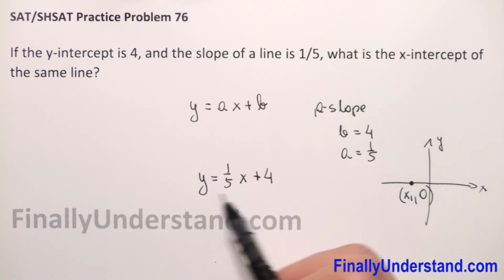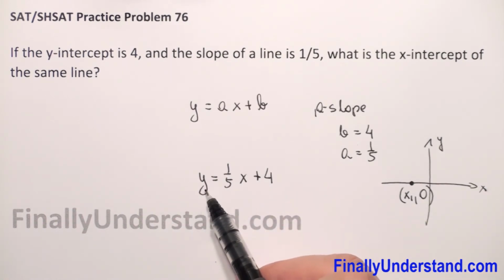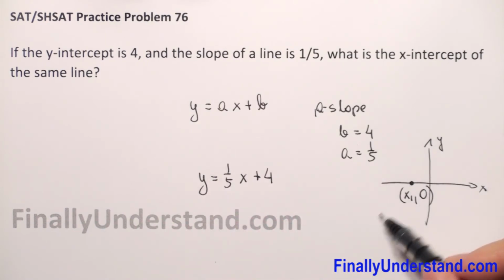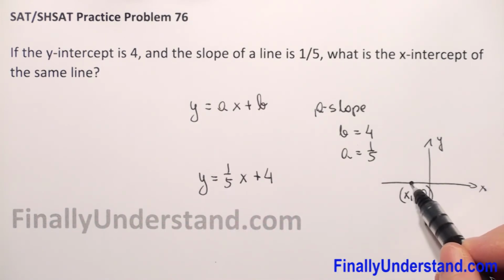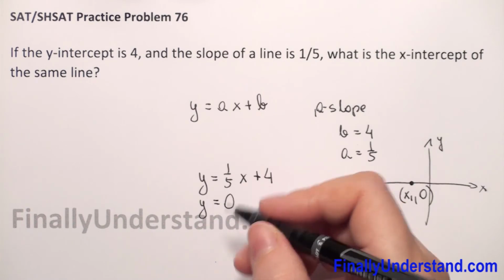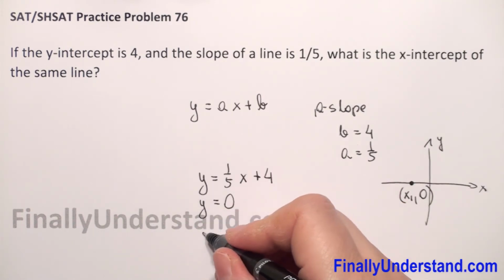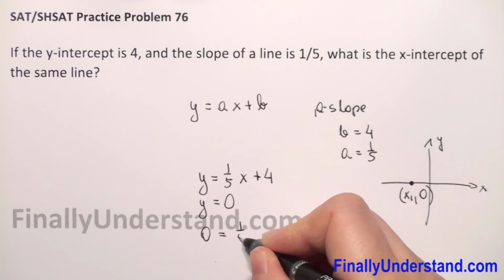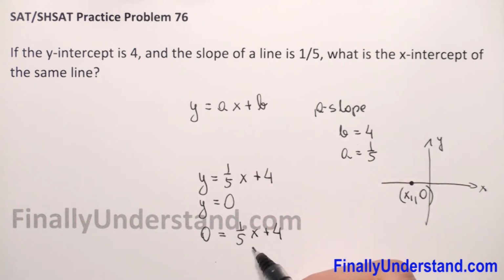So we can substitute y in our equation by 0. When we pass the x-axis, the second coordinate of the point by which our line passes is always 0. So we can write that y equals 0. So we will substitute y by 0, and we have 0 equals 1/5x plus 4. Our unknown is only x. When we calculate this x, we will have the first coordinate of the point by which our line passes.